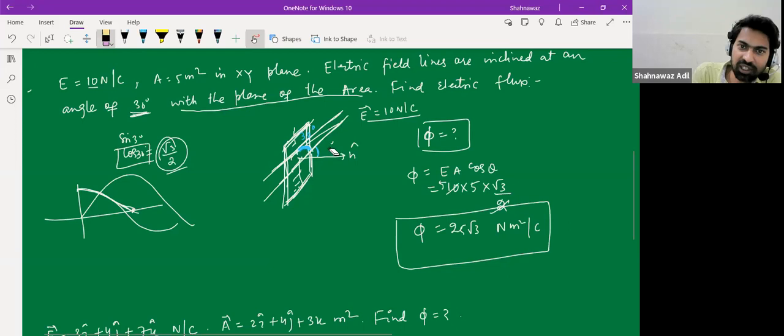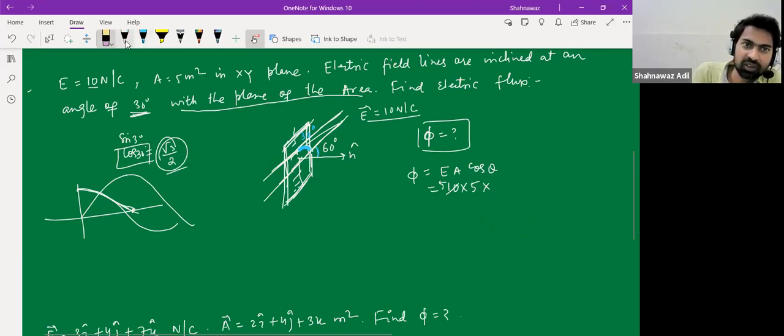We have to calculate the angle with the normal. So this would be 60. So Mariam's answer was right. So this would be half, right? So this would be cos of 60.